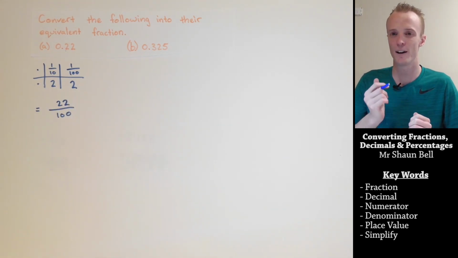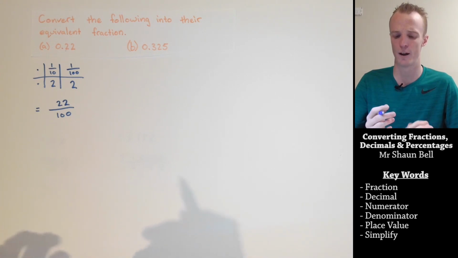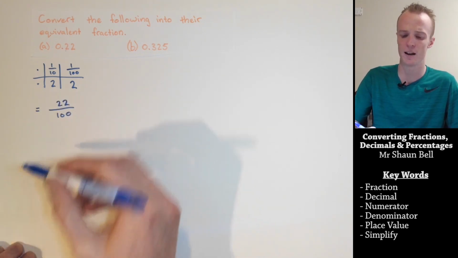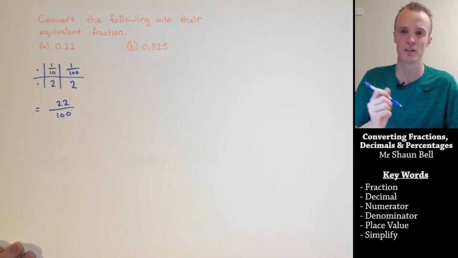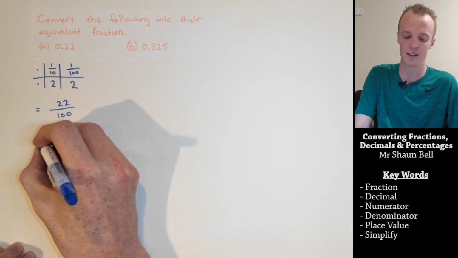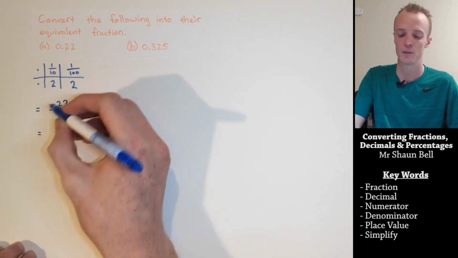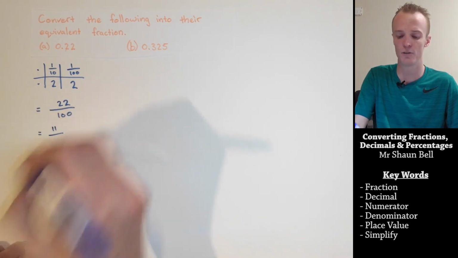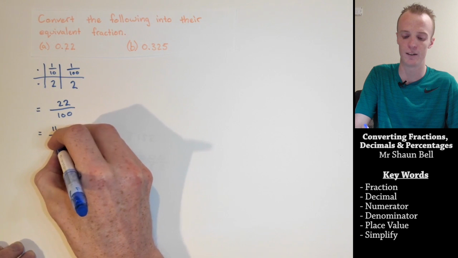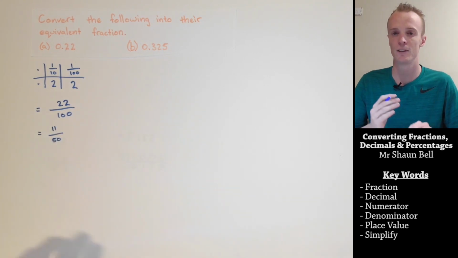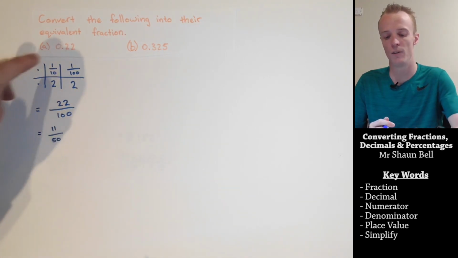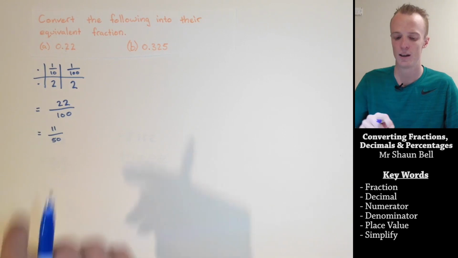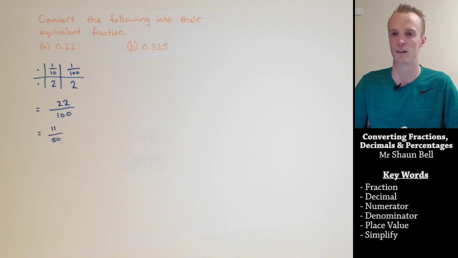So now we've got it as a fraction, we always simplify. So we look for the biggest number that goes into the numerator and the denominator. In this case, it's going to be the number 2. 22 divided by 2 goes 11 times. 100 divided by 2 goes 50 times. So the equivalent fraction of 0.22 is 11 over 50.